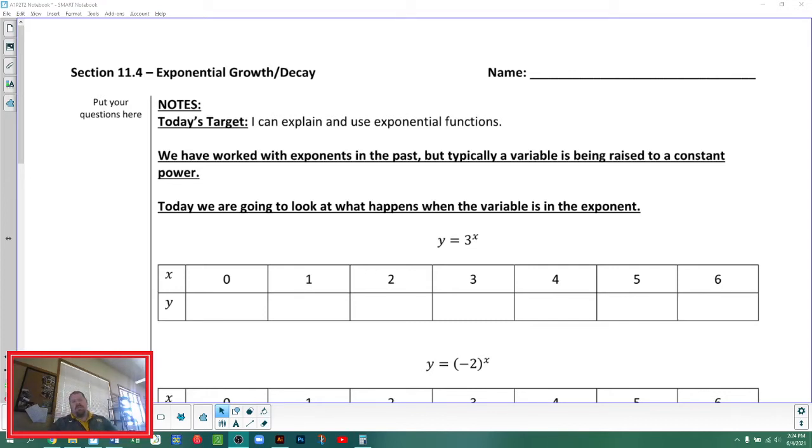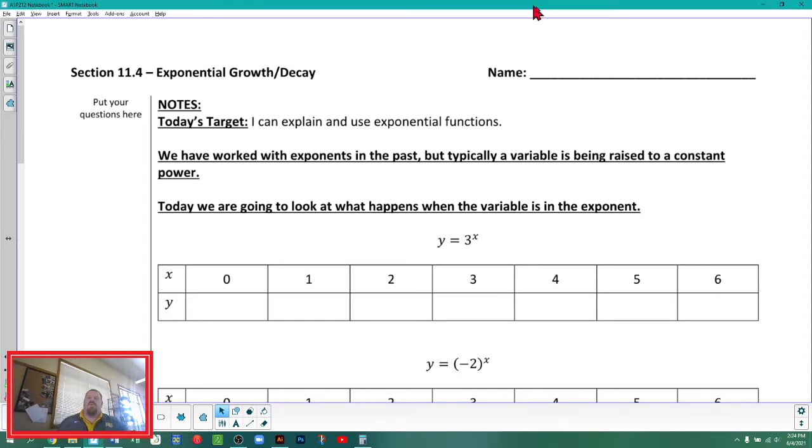Hello and welcome to the section 11.4 lecture today. 11.4 is kind of split up into 2 days, but I've just labeled them 11.4 and 11.5. Today we're going to mainly focus on calculations, and on the next day we're going to look a little bit more at graphs. So let's go ahead and jump right into it.